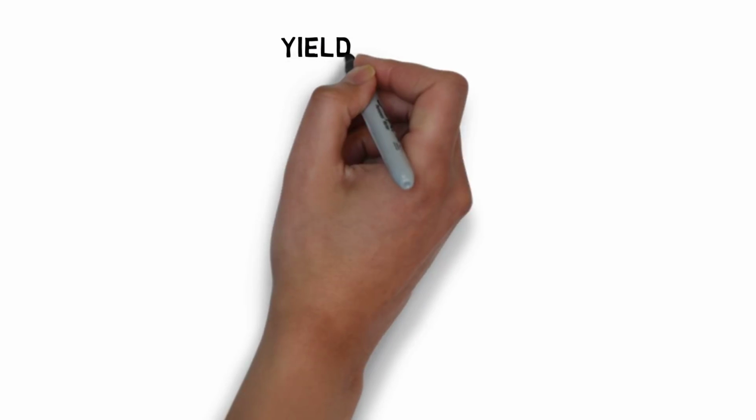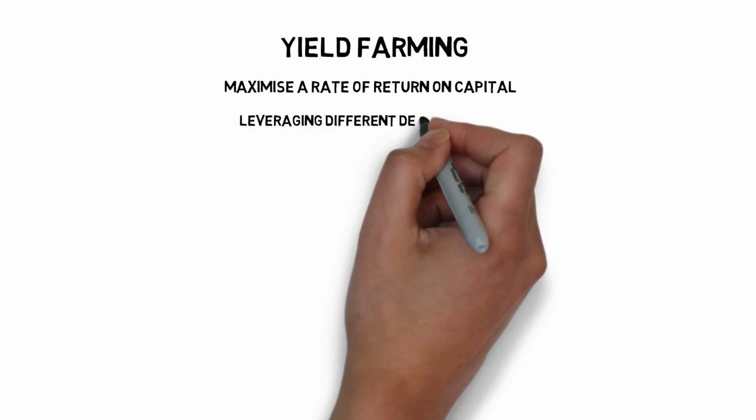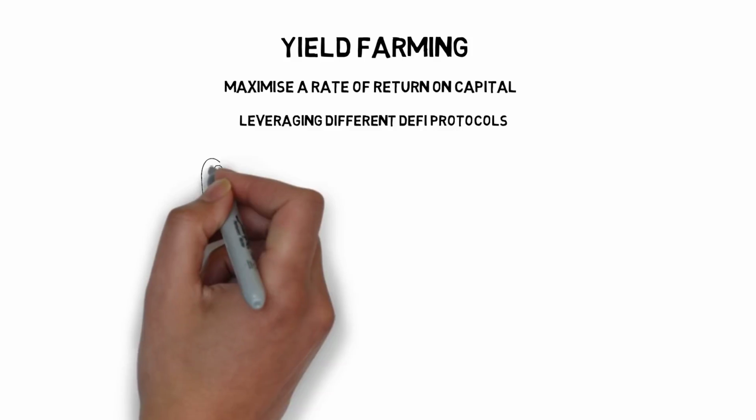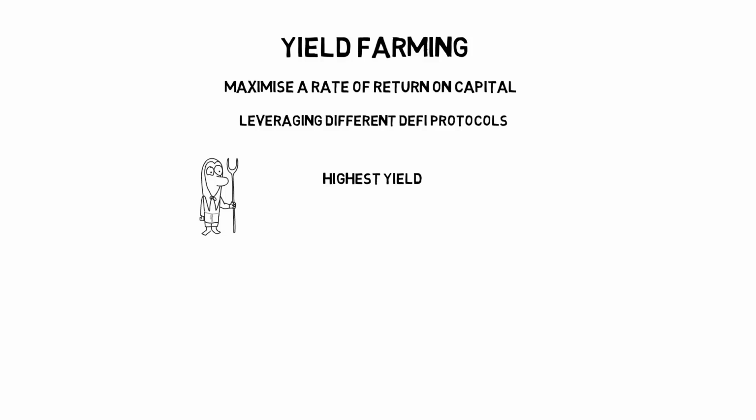Okay, so what is yield farming actually all about? Yield farming, in essence, is a way of trying to maximize a rate of return on capital by leveraging different DeFi protocols. Yield farmers try to chase the highest yield by switching between multiple different strategies. The most profitable strategies usually involve at least a few DeFi protocols like Compound, Curve, Synthetix, Uniswap, or Balancer.